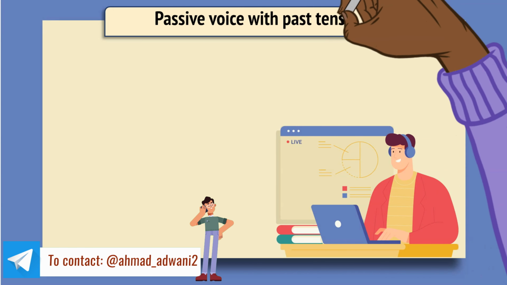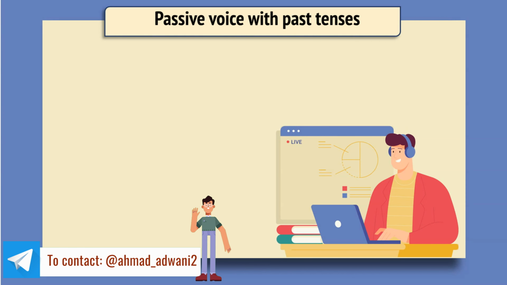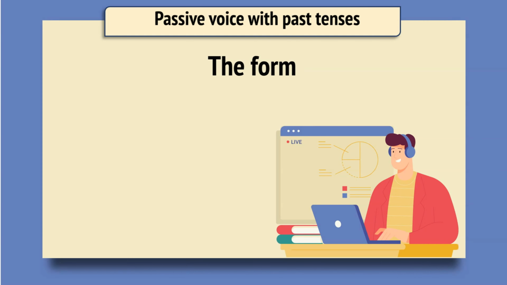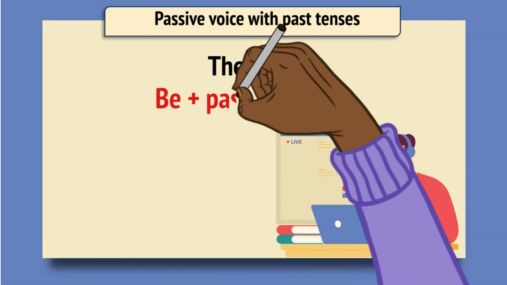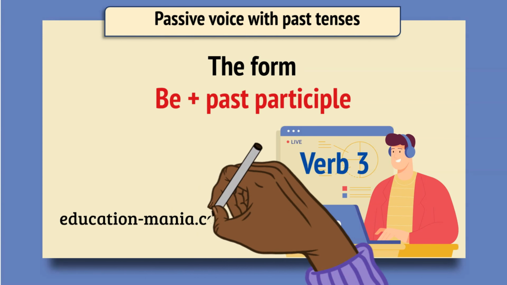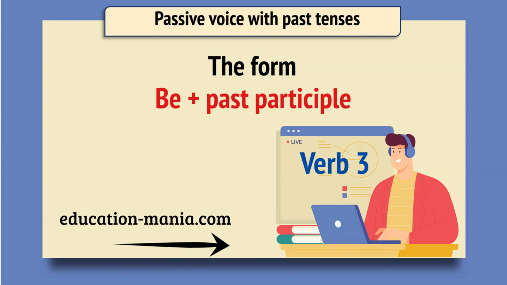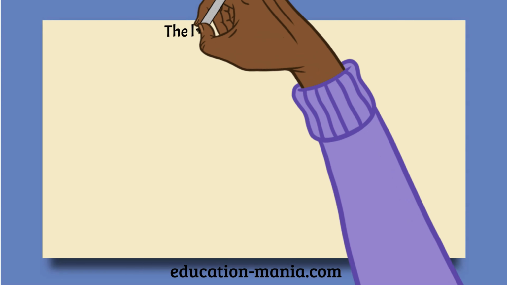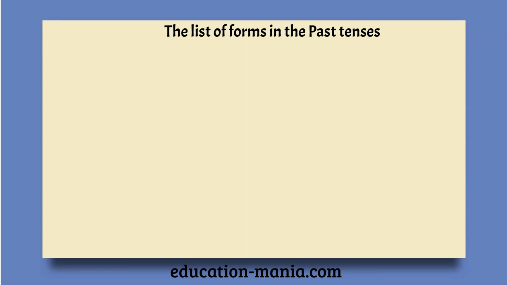Passive voice 2. With past tenses. The form: to be plus past participle, verb 3. The list of forms in the past tenses.